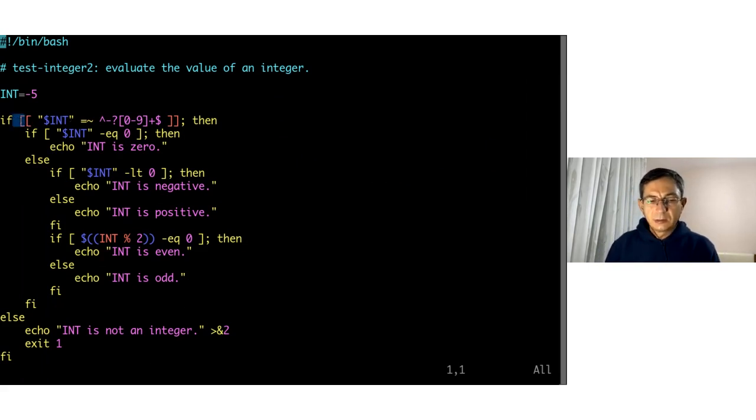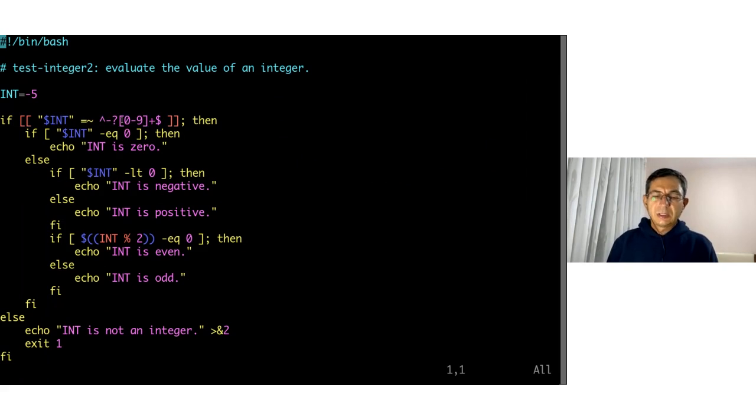One advantage of this construct is that it allows the usage of regular expressions. With this operator, we can check whether a string is matching a given regular expression. So this is a regular expression. If you remember, this is matching the beginning of the line or the beginning of the string. This is matching the end of the string. So basically, this regular expression is matching the whole string.